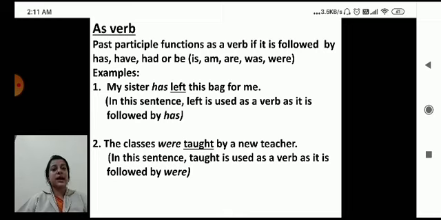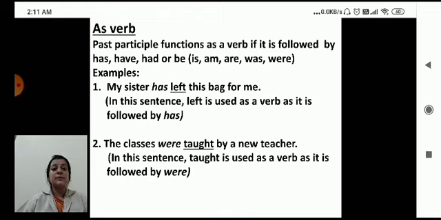If we want to know how it functions as a verb, first we will learn that a past participle functions as a verb if it is followed by has, have, had or be, like is, are, am, was or were, right? When does it work as a verb? If it is followed by has, have, had or be. Be means is, are, am, was or were. So examples are given here.